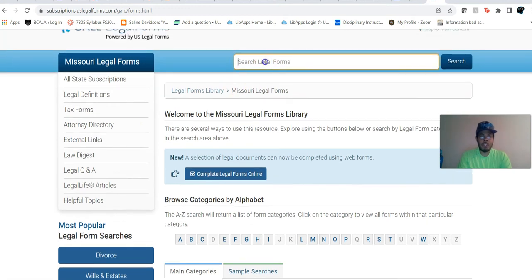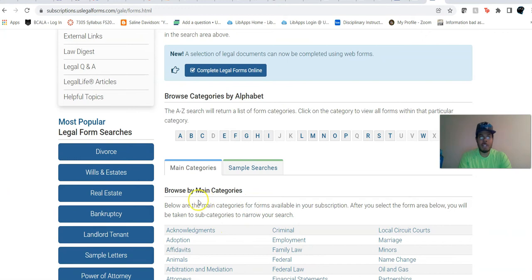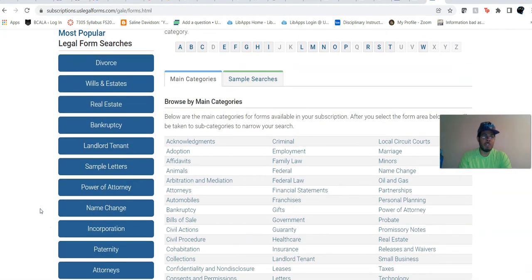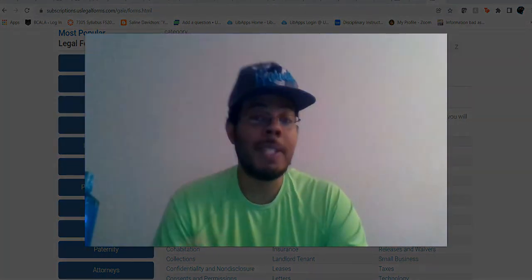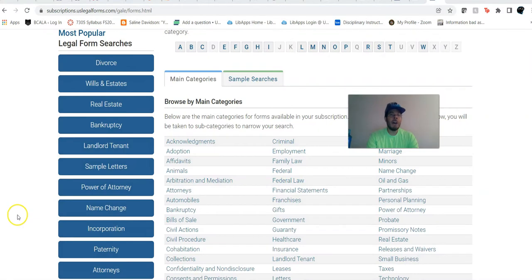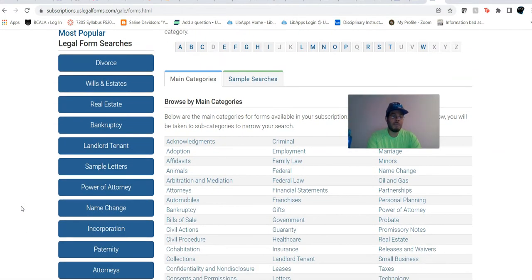Okay, and so the first thing that I want to let you all know is that you can actually search, and then you can browse by main categories in this database. But then also your most popular searches are here, and my experience as a public librarian tends to line up with this.